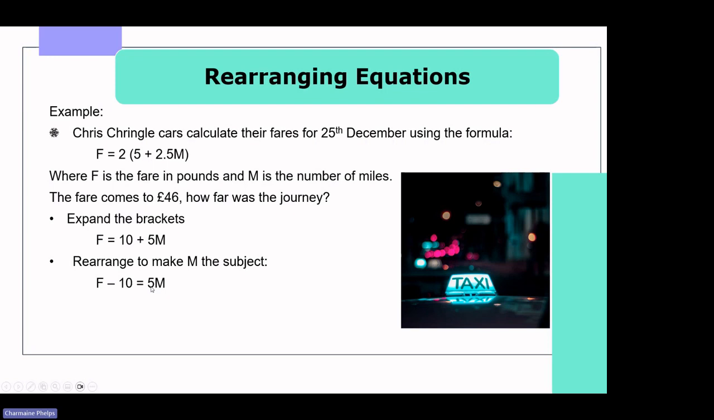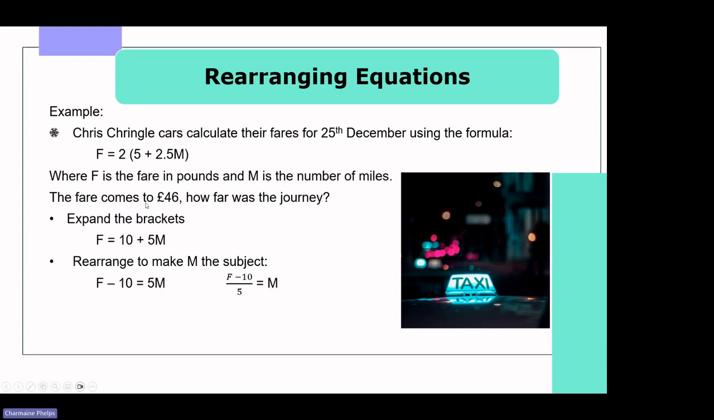Now, the opposite of multiplication, we've got 5 times m here, is division. So if I want to get the m on its own, I need to divide this side by 5. That'll give me m on its own. If I'm dividing this side by 5, I also need to divide this side by 5. So I end up with f take away 10 divided by 5 equals m. Brilliant. I have now rearranged the equation. Okay.